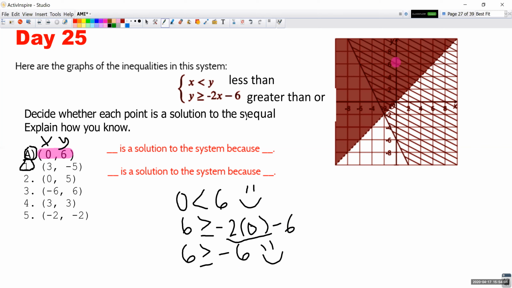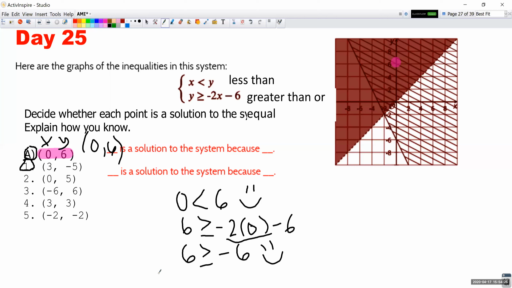So I know that 0, 6 is a solution to the system because you can say it's inside the shaded region, or you can say I verified it algebraically and it was true for both inequalities.